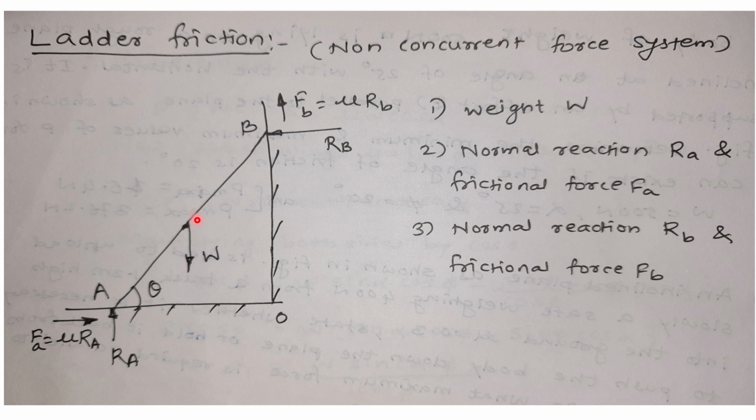Through the CG, it will act in the downward direction. And the ladder is resting on a wall at point B, with the support at point A on the ground. So here the details are: weight of the ladder is W, the normal reaction Ra and the frictional force Fa, the normal reaction Rb and frictional force Fb.